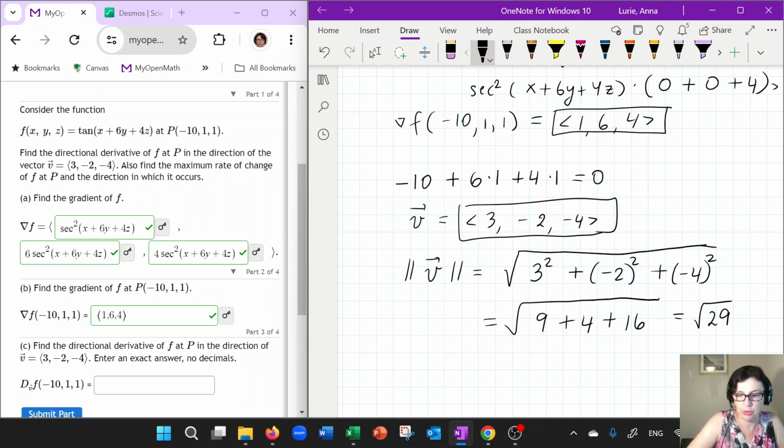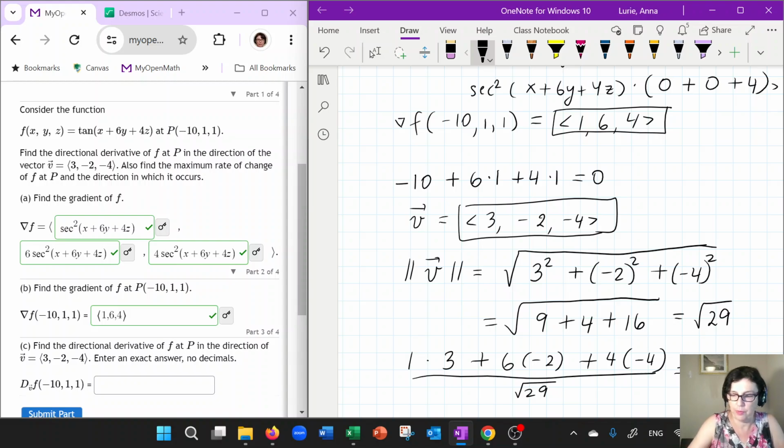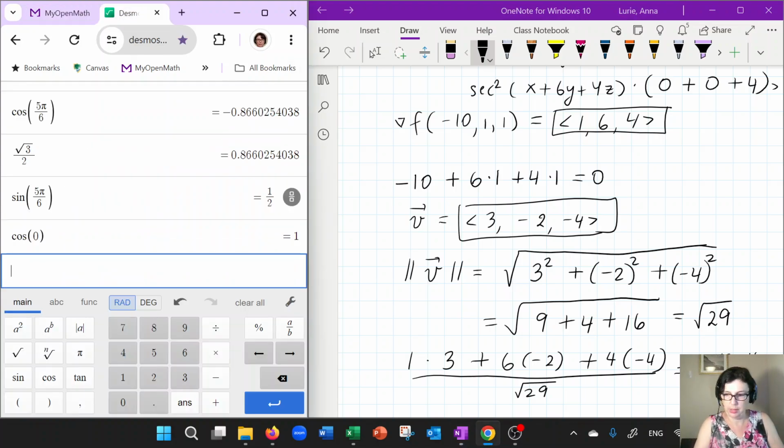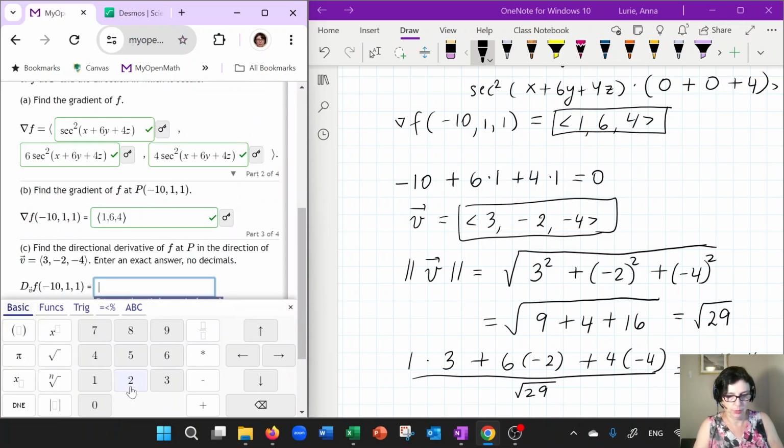So for the directional derivative, we're just going to take 1 multiplied by 3 plus 6 multiplied by -2 plus 4 multiplied by -4. And this whole thing will have to be normalized, or divided by the square root of 29 at the end. So let's take a look at the numerator. We've got 3, subtract 12, subtract 16, and then we divide it by the square root of 29. Okay, so let's see if we can compute what that is. And that's -25. So that will be my directional derivative.